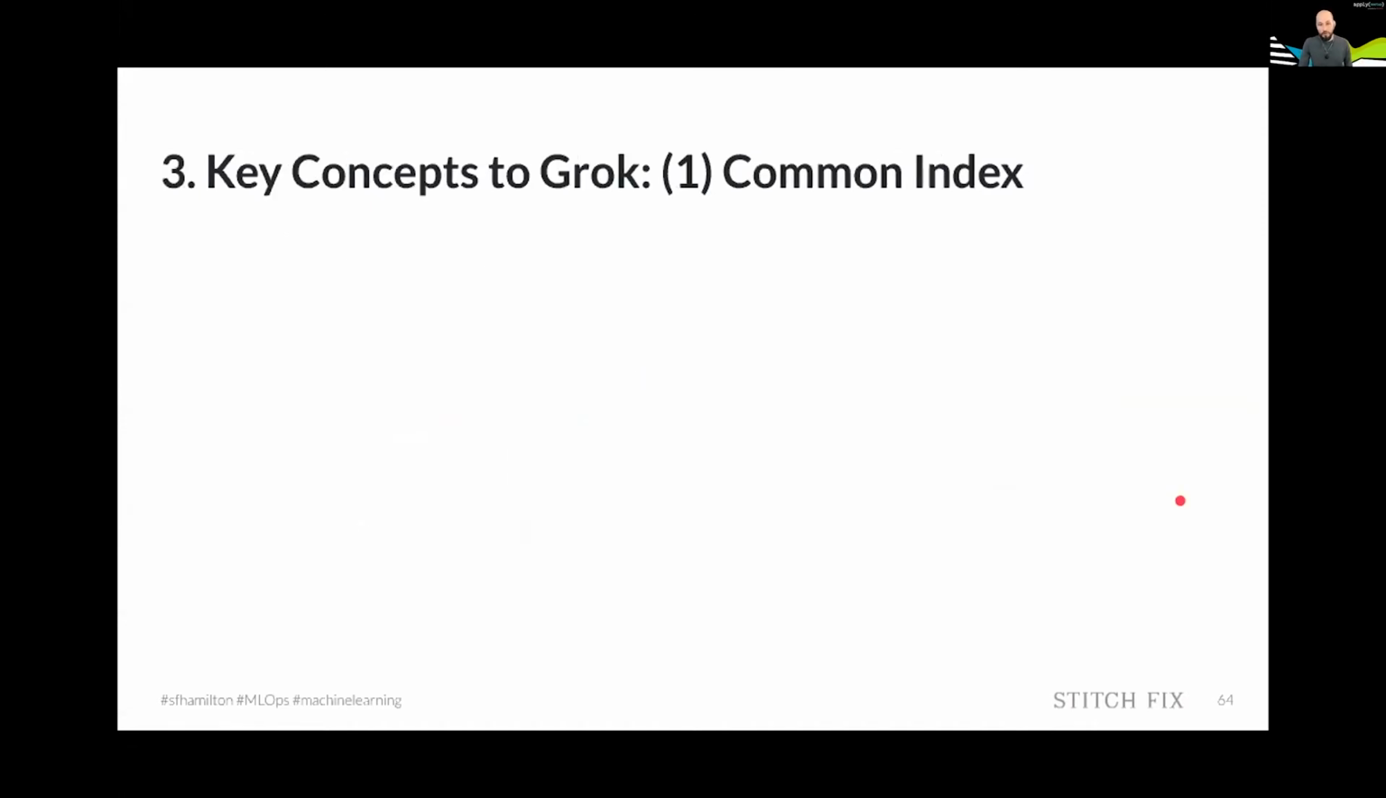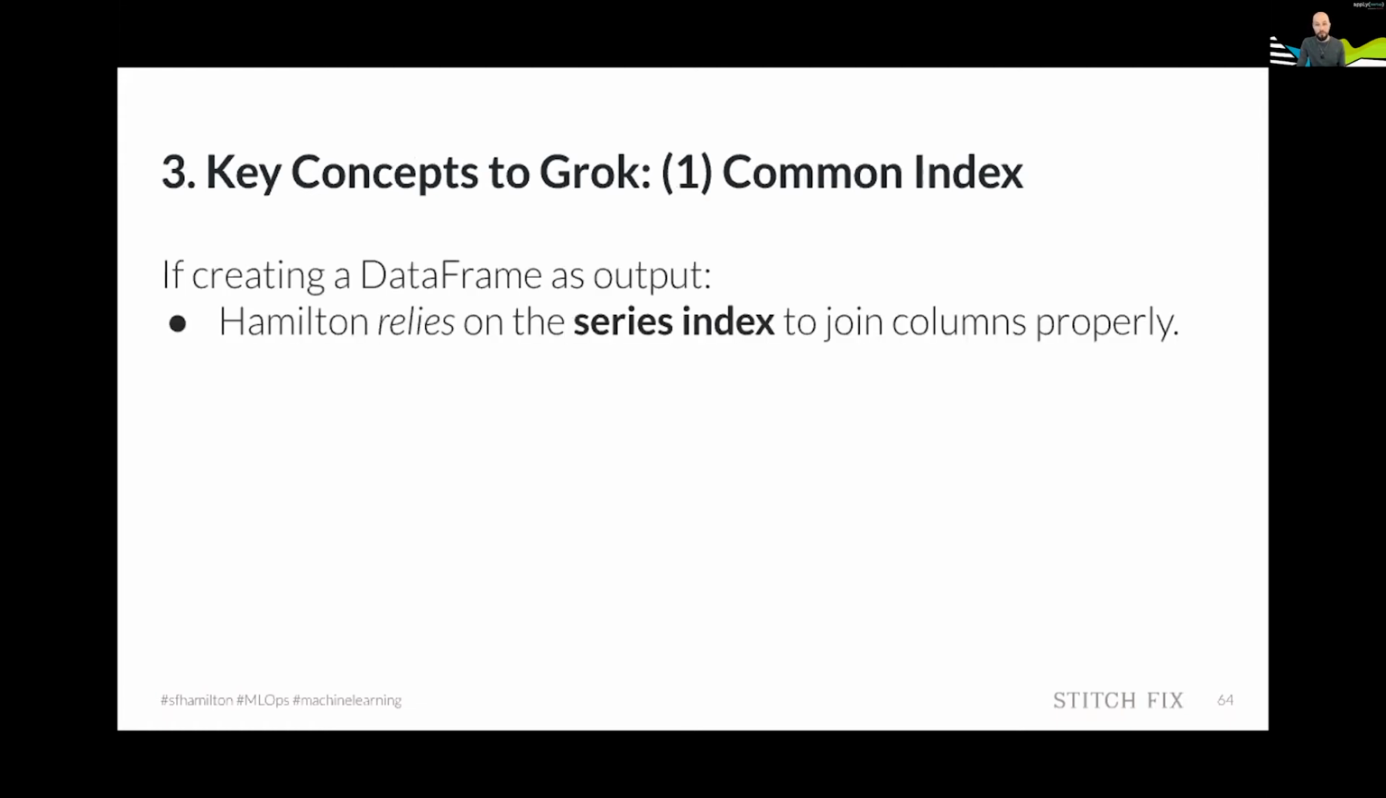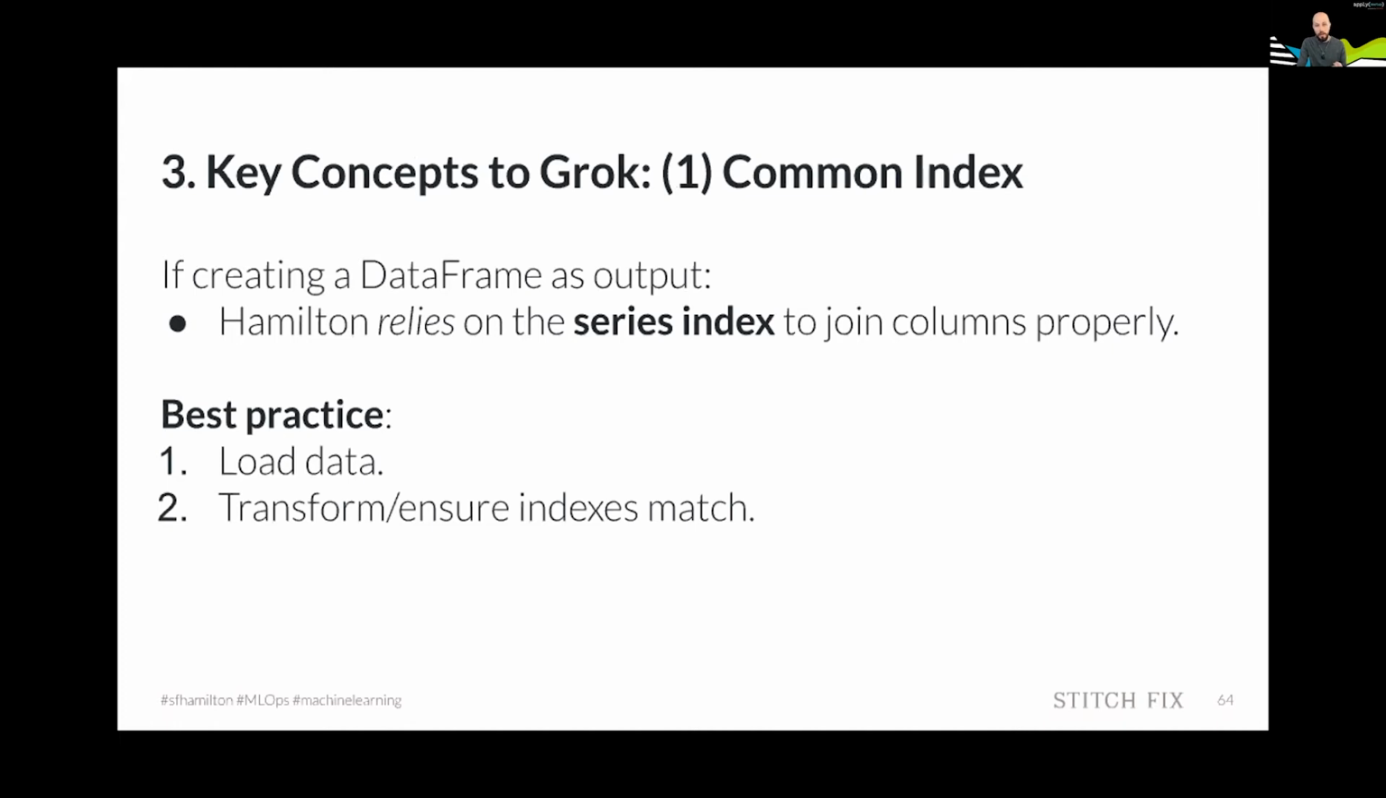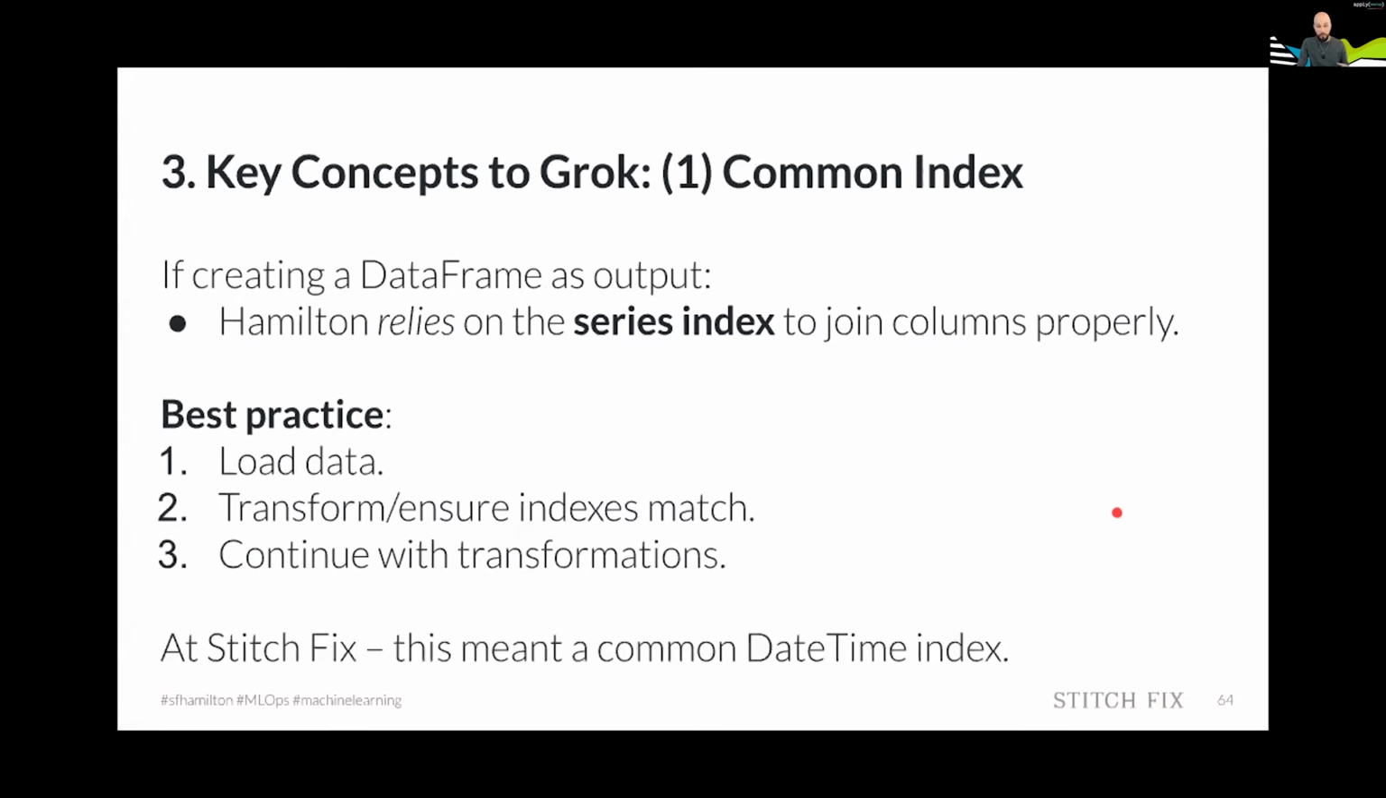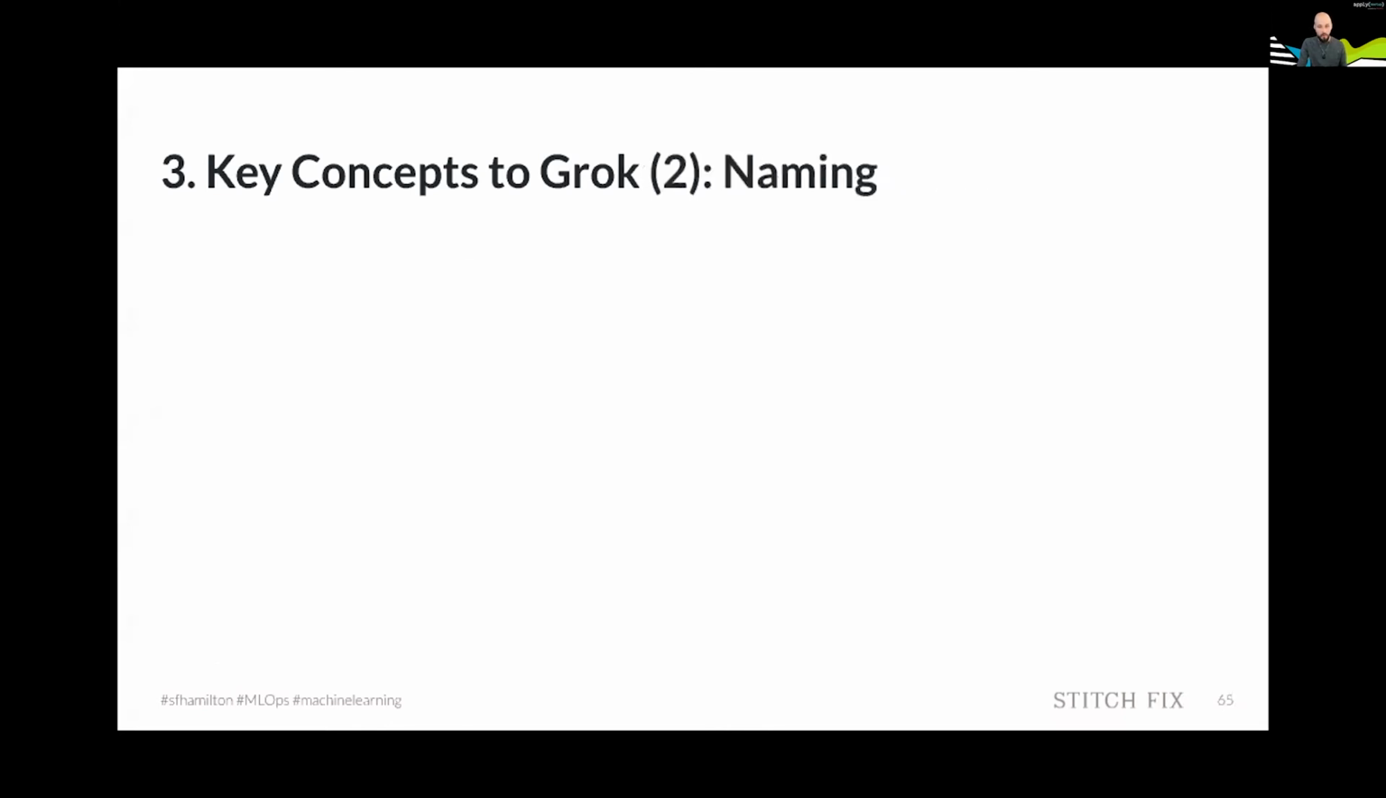In terms of key concepts to grok, the first is common index, especially if you're creating data frames as output. Hamilton relies on the pandas series index to join columns appropriately. And so at Stitch Fix, the best practice was that when you load data, you want to ensure that the data that's loaded has a common spine or index that makes joining just work as intended. And then from there, you can continue with your normal transformations. Because the Fed team does time series modeling, each data input had to have a common date time index.